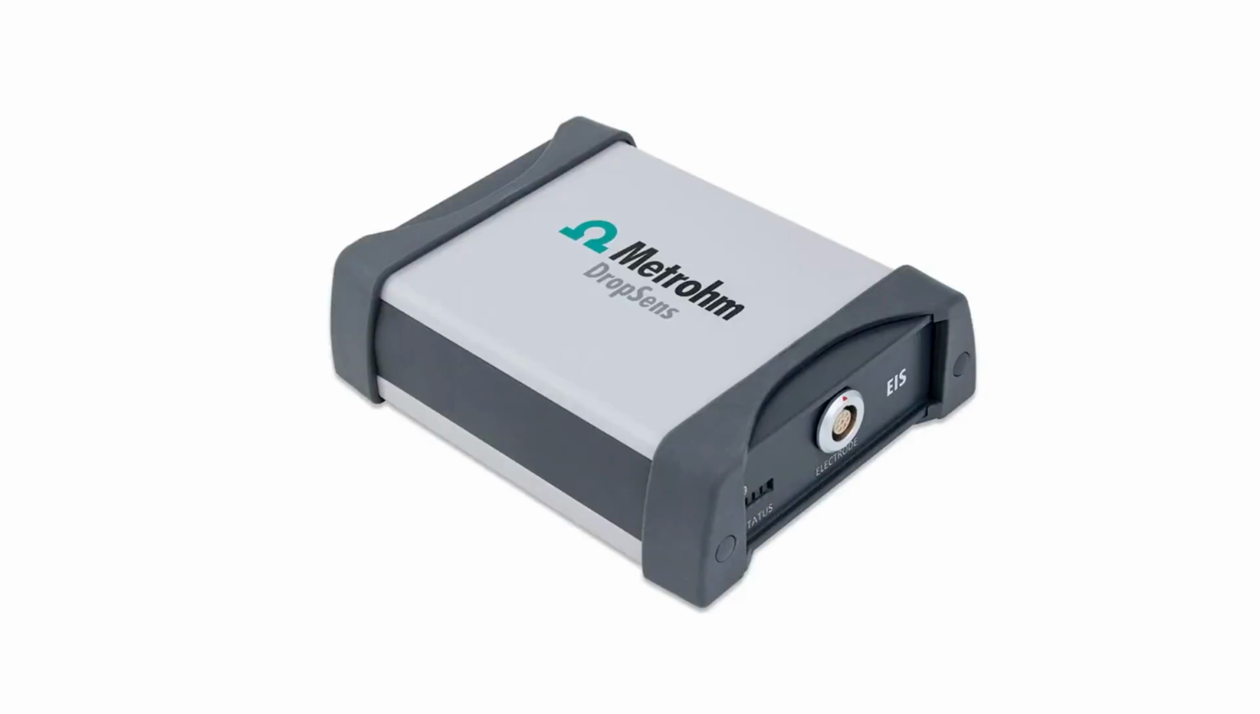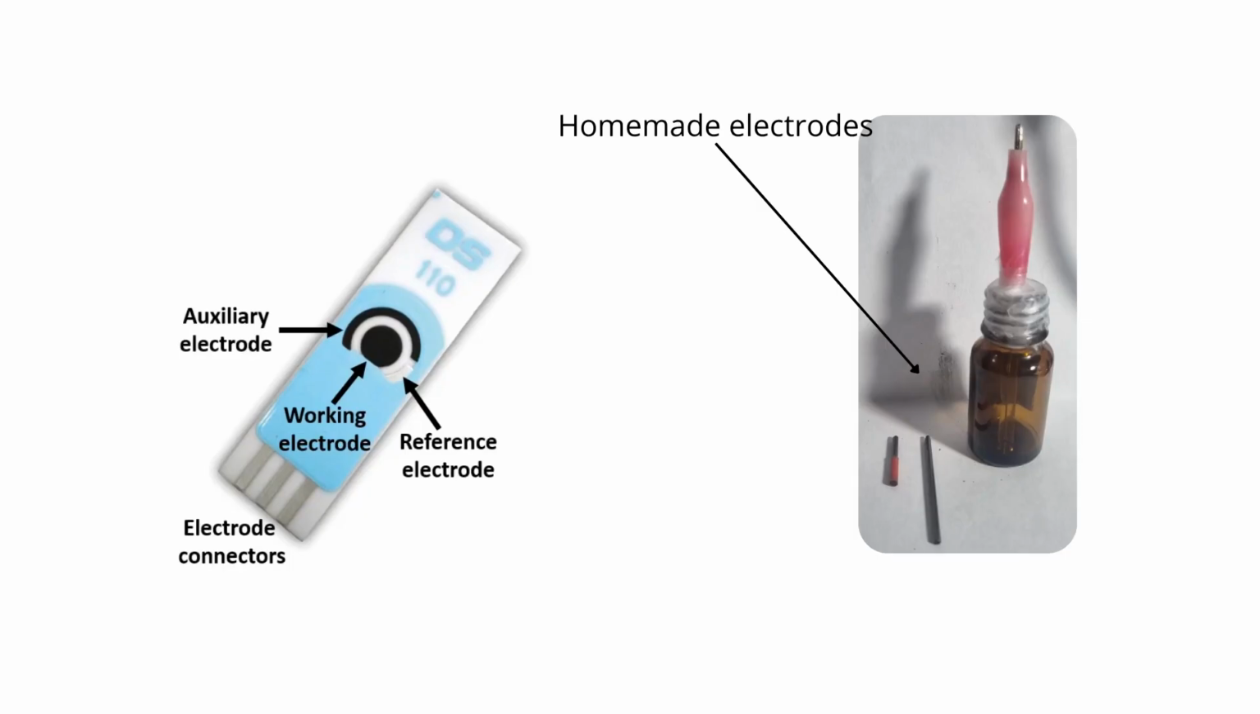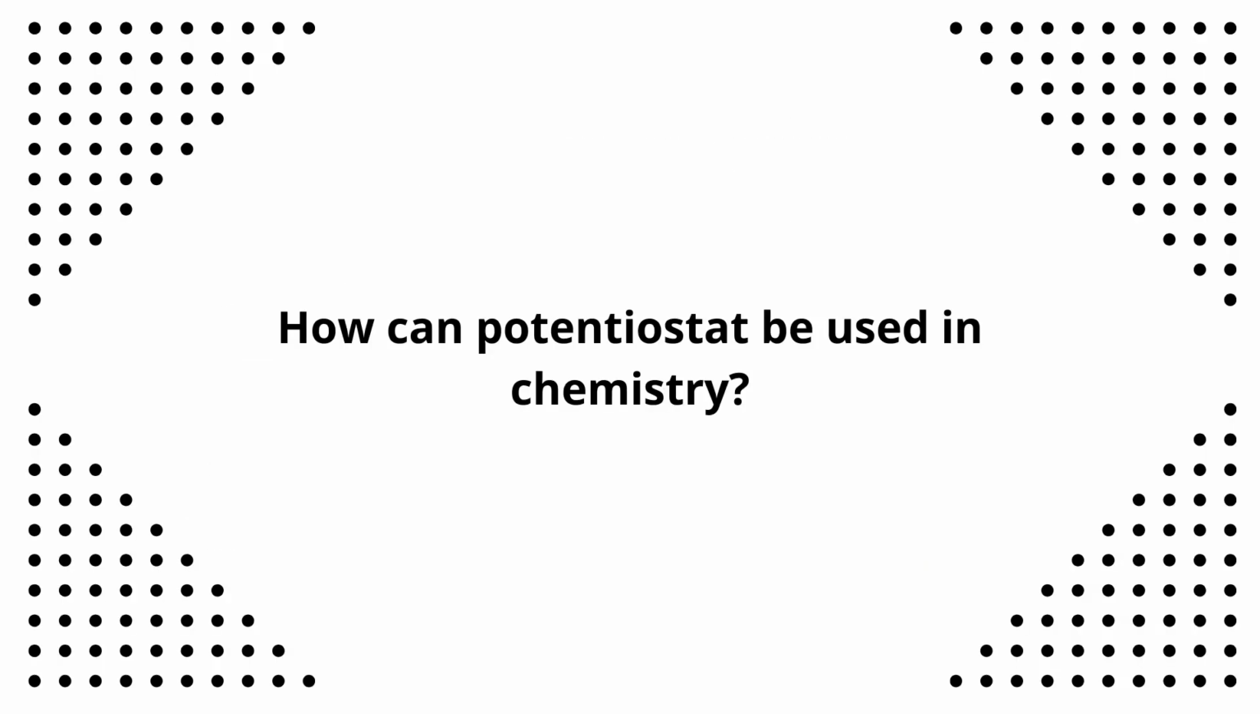A potentiostat is an electronic device used to control and measure the current and voltage applied to an electrochemical system. It is essential for electrochemical experiments as it allows precise investigation of redox reactions and other chemical interactions. An electrochemical cell operates with three electrodes: the working electrode, where the chemical reaction of interest takes place, the reference electrode, which maintains a fixed potential for comparison, and the counter electrode, which completes the circuit and allows current to flow. How can a potentiostat be used in chemistry?